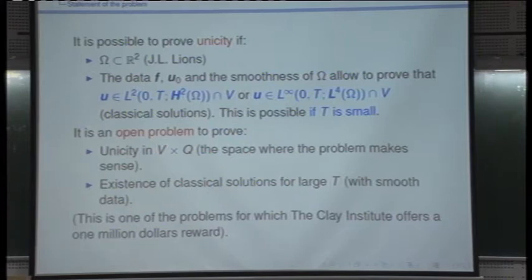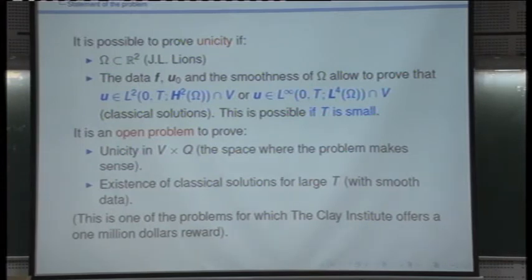Well, but there is an open problem, and this happens if t is small. Uniqueness in the original space, that is where the problem makes sense, is an open problem. There are two versions of that open problem. The first is to prove uniqueness in the original space where the problem is well defined. That's open. That's not proved yet.